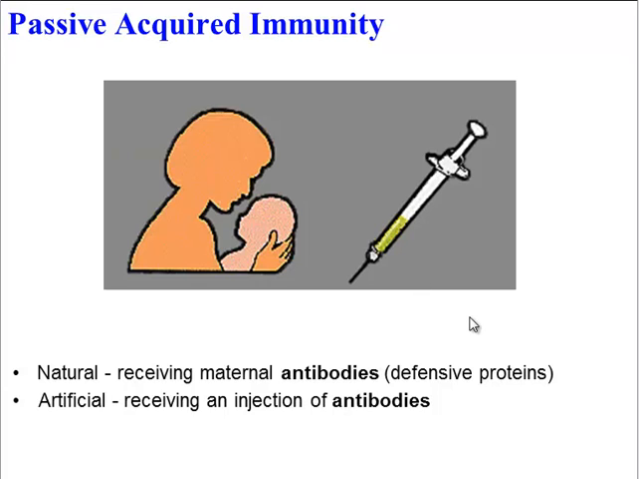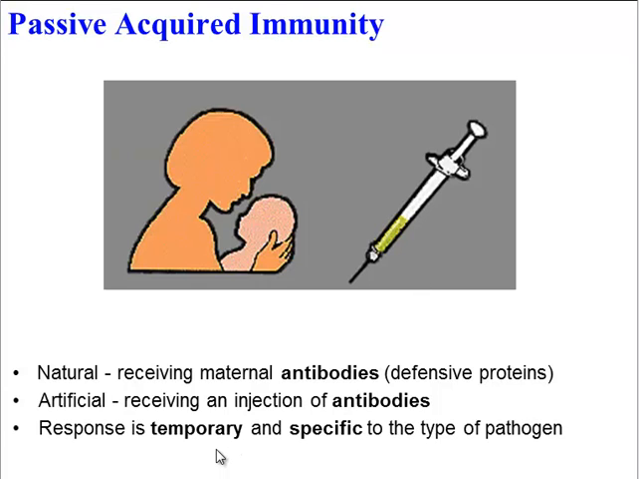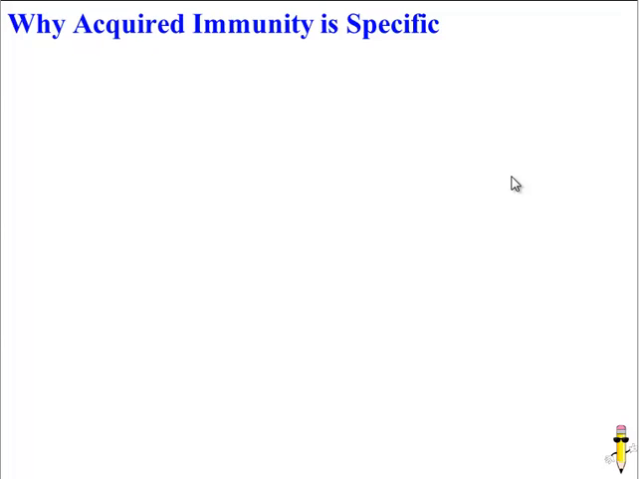Now, both of these are specific, but they're temporary, so that's the downside to receiving passive immunity. They'll only last as long as you're receiving the antibodies from the other source. So why is acquired immunity so specific? Well, we have to take a look at the different cells involved in it to understand.